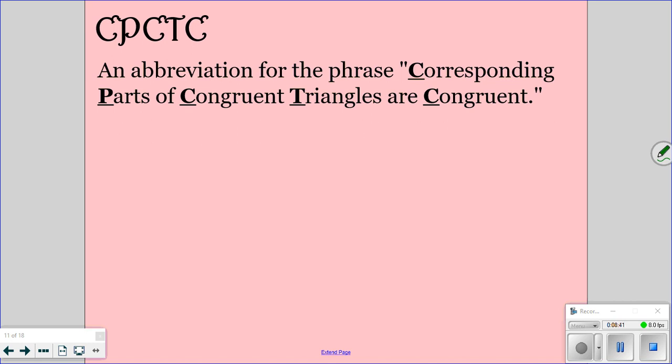But for now, you just want to get in the habit of being able to say the letters in the correct order, CPCTC, and know what it means. Corresponding parts of congruent triangles are congruent.